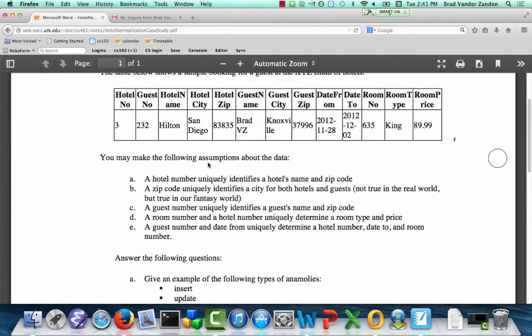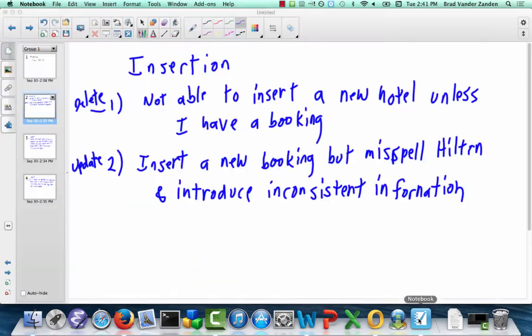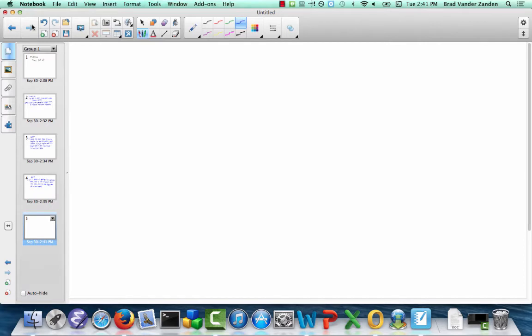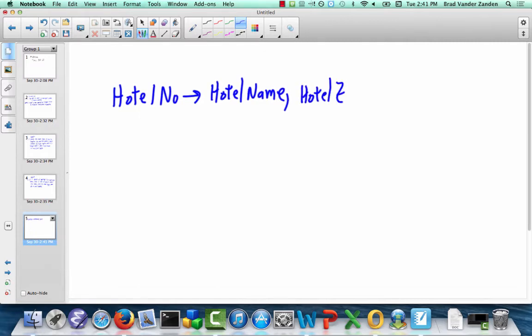In fact, I'm going to write it. I'm going to go back and forth. So here I'm going to write: hotel number determines hotel name and hotel zip code. So that's what number one gives me.